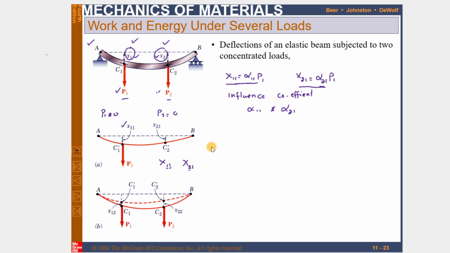Now we will consider the second scenario, in which there is no load P1. I will draw the same thing. Now this is point A and this is point B, and this is the initial axis. Now there is a load P2 at point C2.